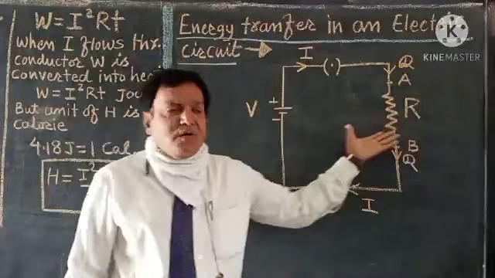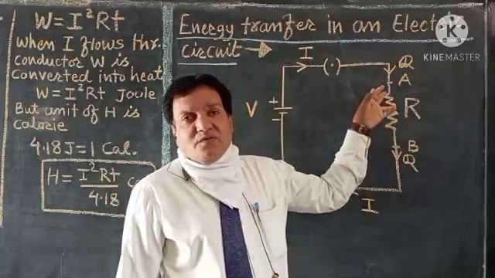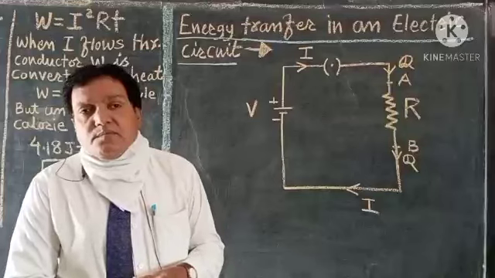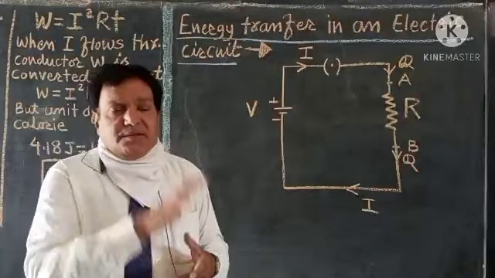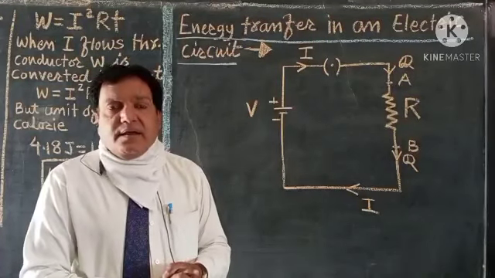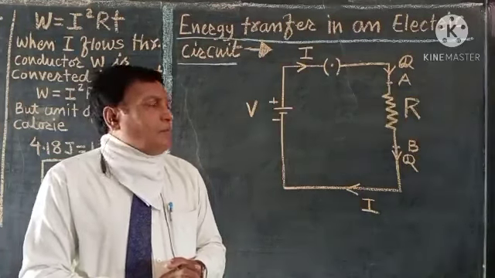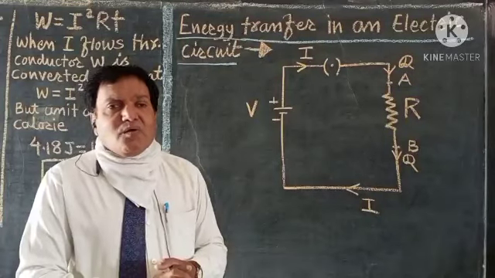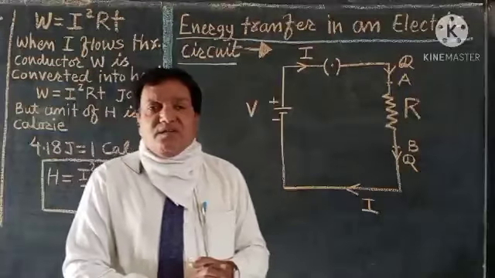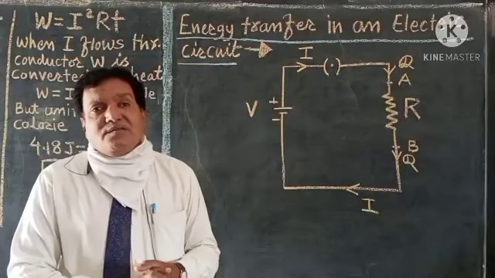But now turn to our topic: a charge flows from one point to another point, meaning charge flows through resistor R from point A to point B. In time t, suppose Q is the charge flowing through the electric circuit in time t, then current I is equal to Q upon T. And potential difference is nothing but the amount of work done to transfer a charge from one point to another point. That means potential difference is equal to work done upon charge transferred.